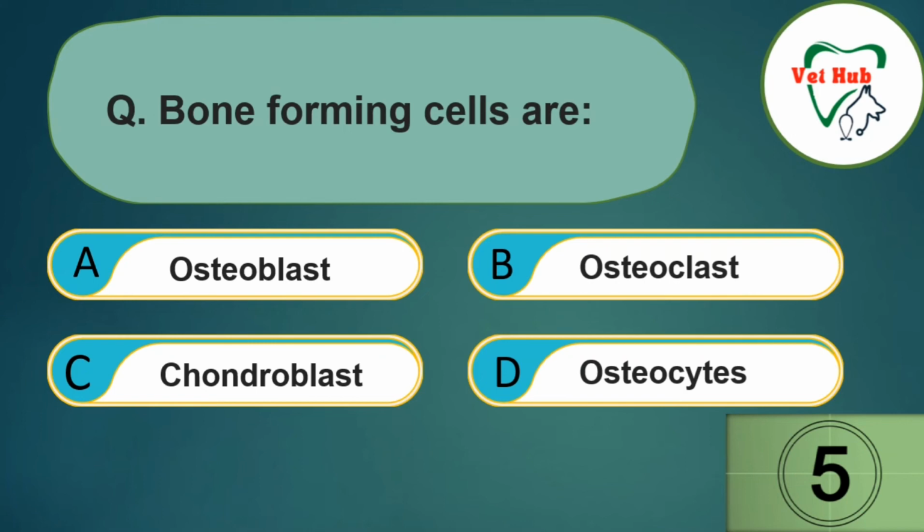The next question is quite easy, and the question is, bone forming cells are, and the options are option number A, osteoblast, option number B, osteoclast, option number C, chondroblast, and option number D, osteocytes. And your time begins.